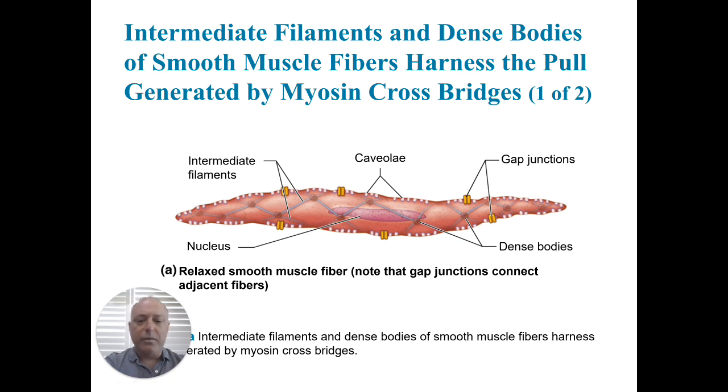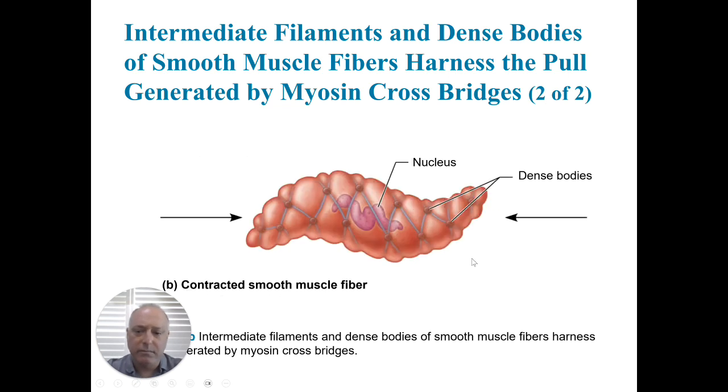Smooth muscle cells also have gap junctions that connect them. This allows the transfer of small species as well as charge, so that when one cell contracts, the adjacent cell can contract as well. Here is a contracted smooth muscle. You can see it still has its shape.